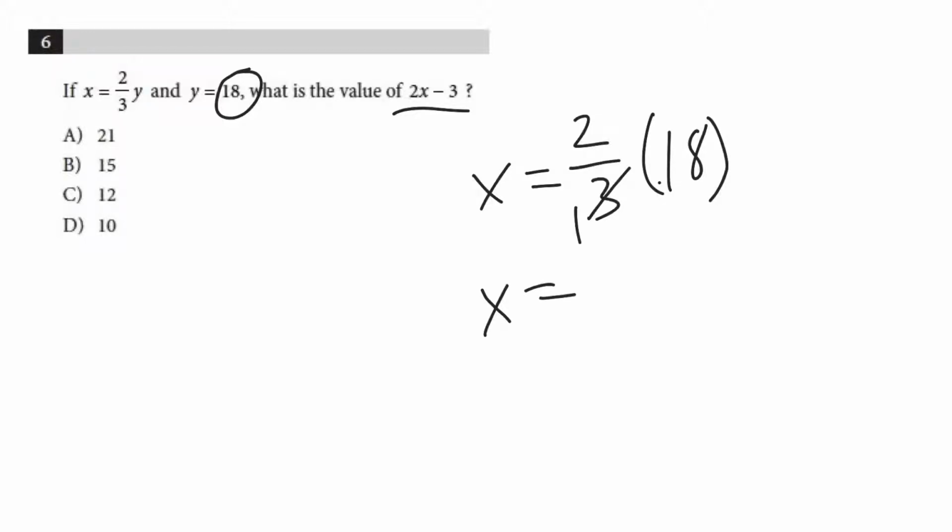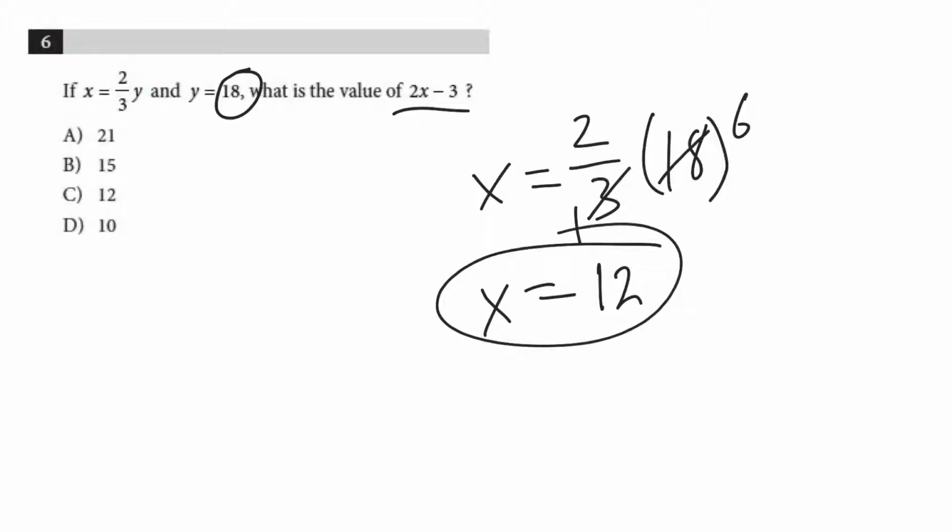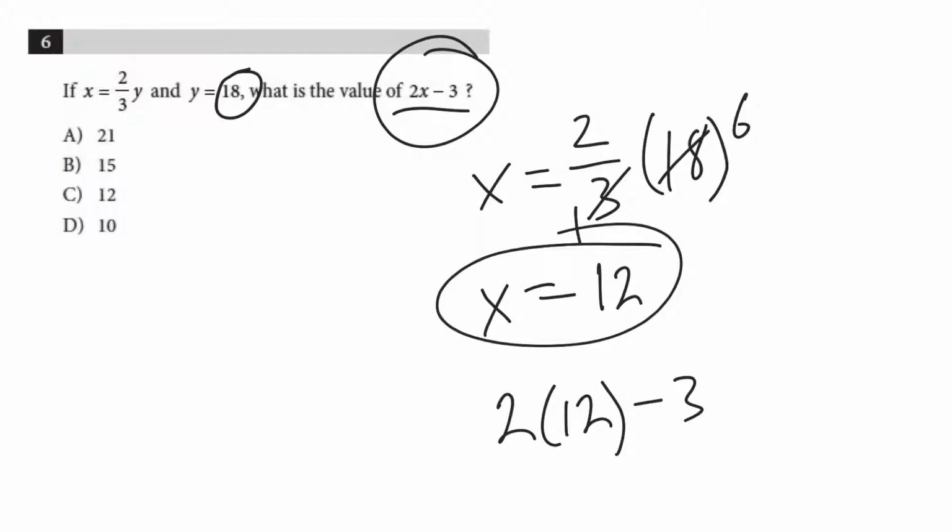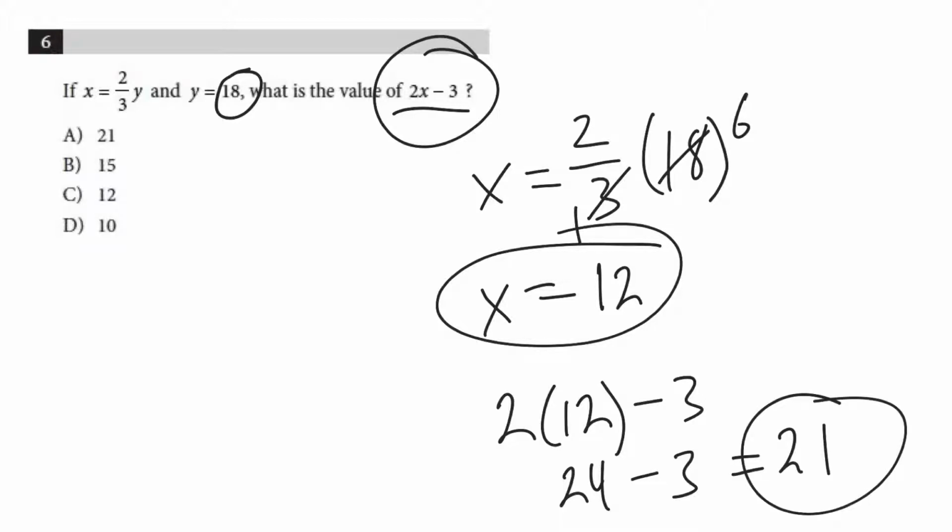I'm going to divide both the top and the bottom by 3. I'll get 2 times 6 in the numerator. So x is 12. And then I can take my second equation and plug in 12. So 2 times 12 is 24, and then 24 minus 3 is 21. So our solution is A.